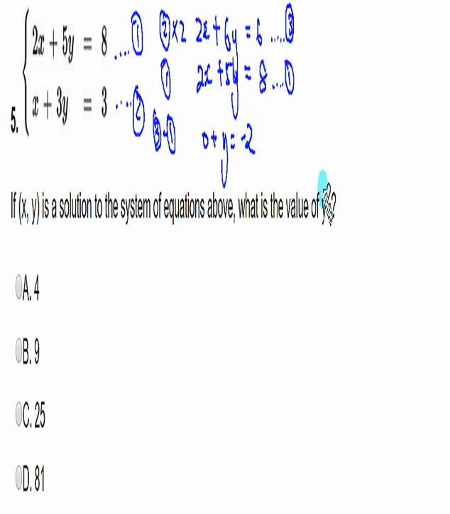Okay, now you're asking for the value of y squared. So y squared will be equal to minus 2 times minus 2, which gives you 4. Okay, so the answer is this.